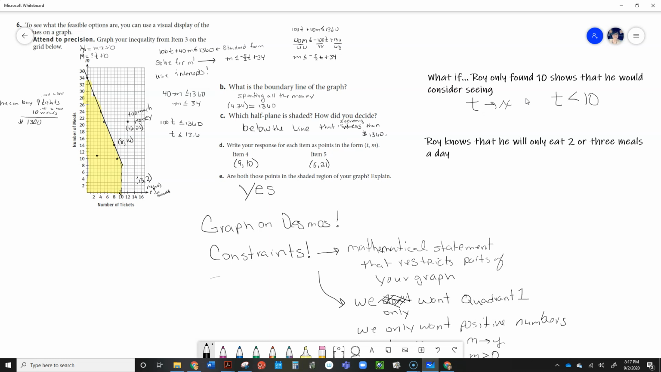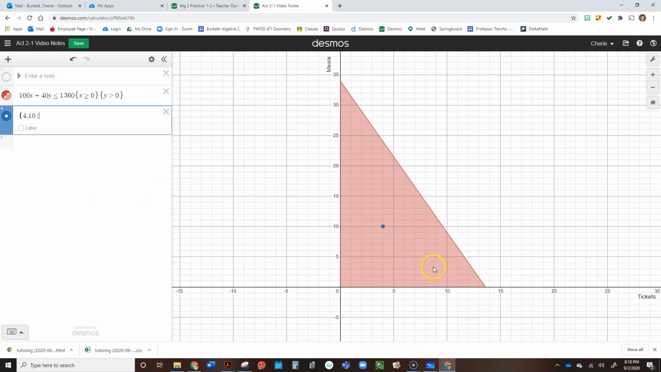Well, it's going to be less than because he may not go to all 10 of them. Just depends on what time they're being offered, if they're sold out or not. Those are some things that would help him decide how many of those he's going to see. Could he see all 10? Yes, he could see all 10. So this is another restriction that we're going to go over here and put. And so basically, we're going to be restricting the graph to cut off those portions of those reasonable or feasible combinations that we don't need.